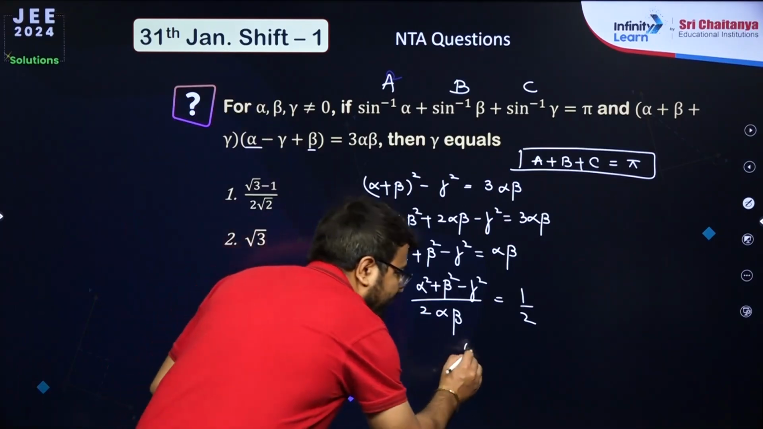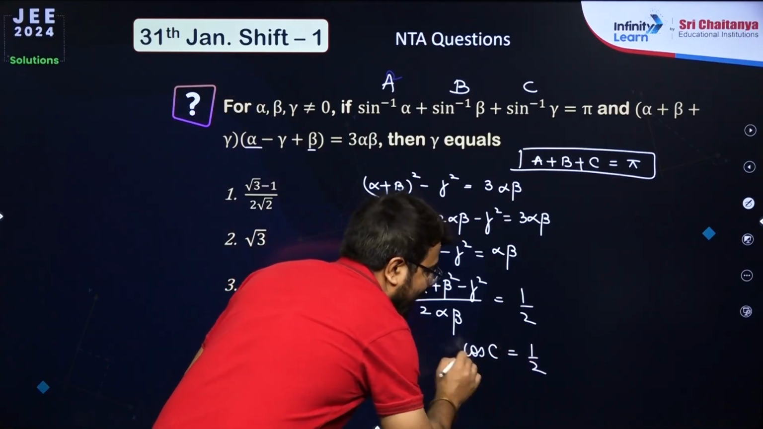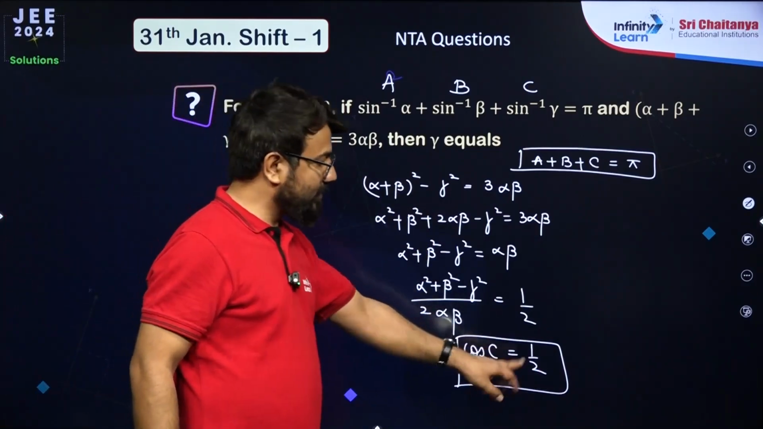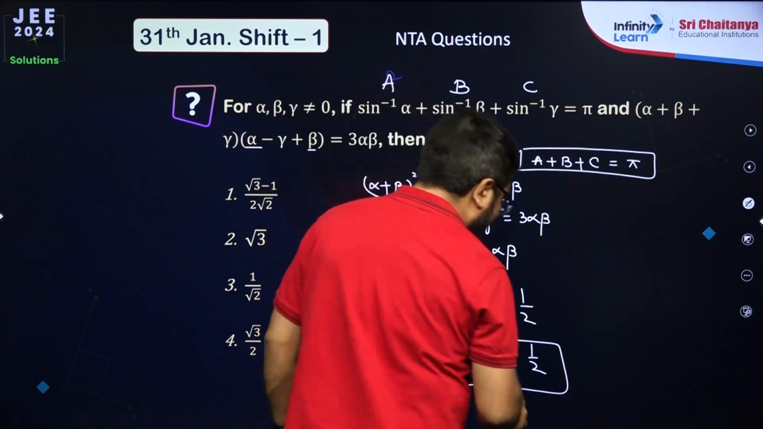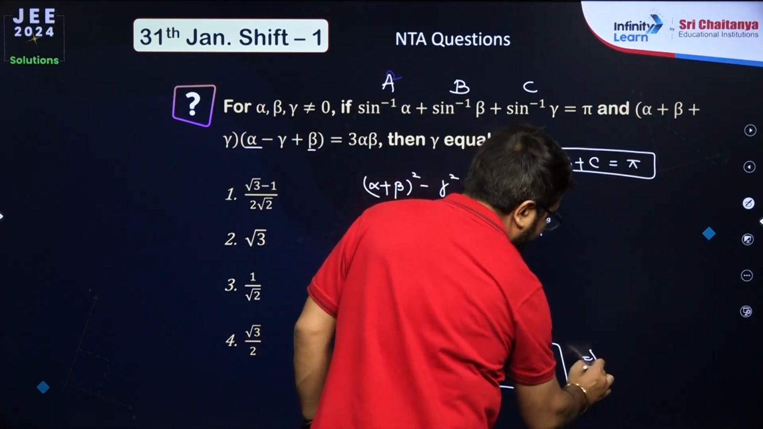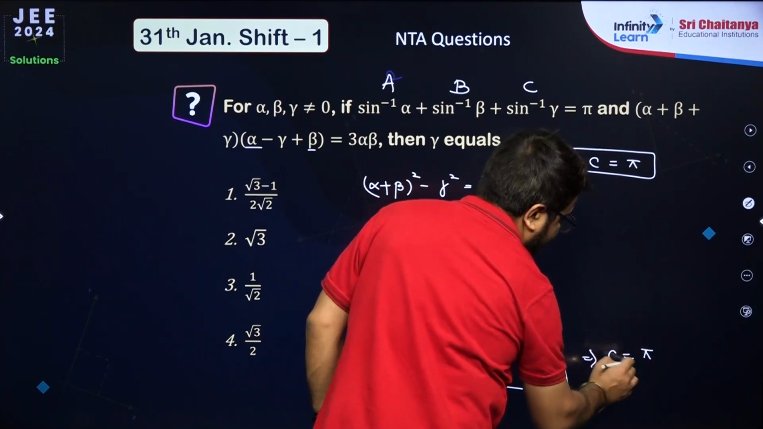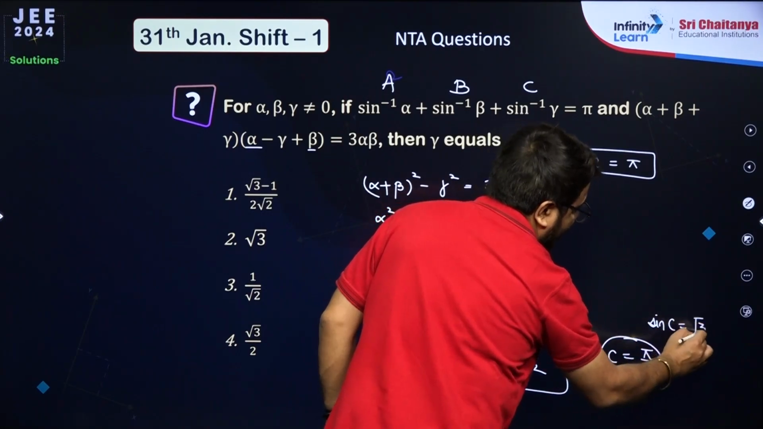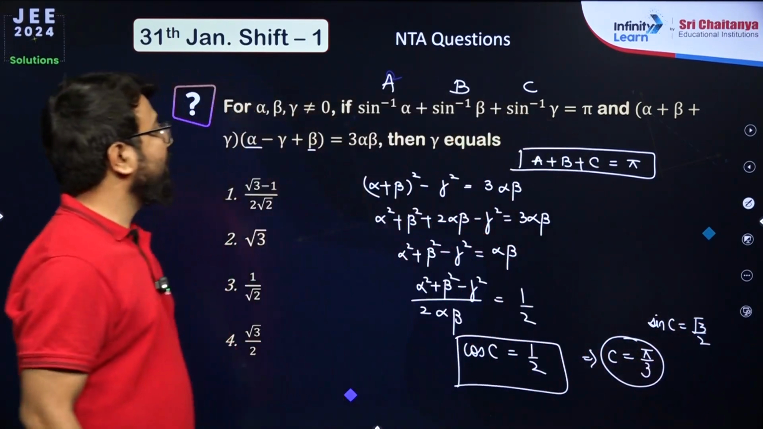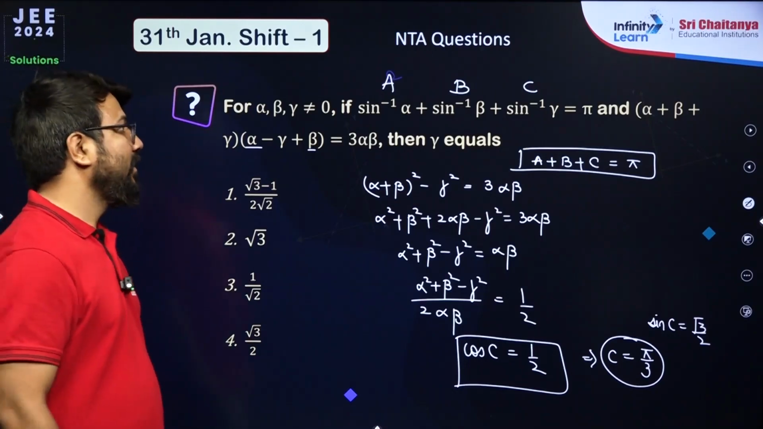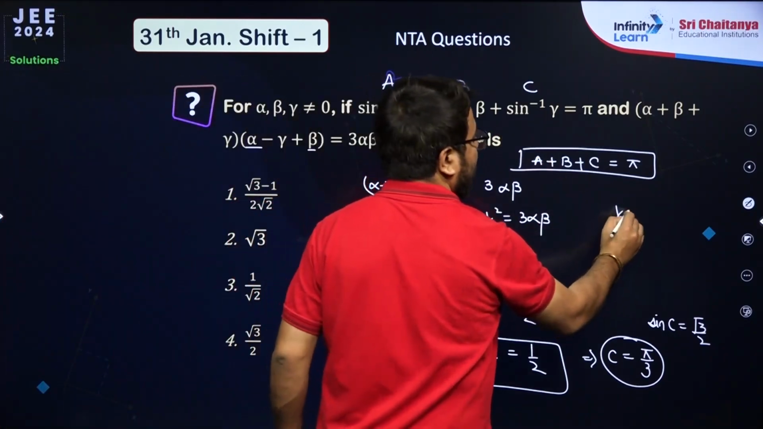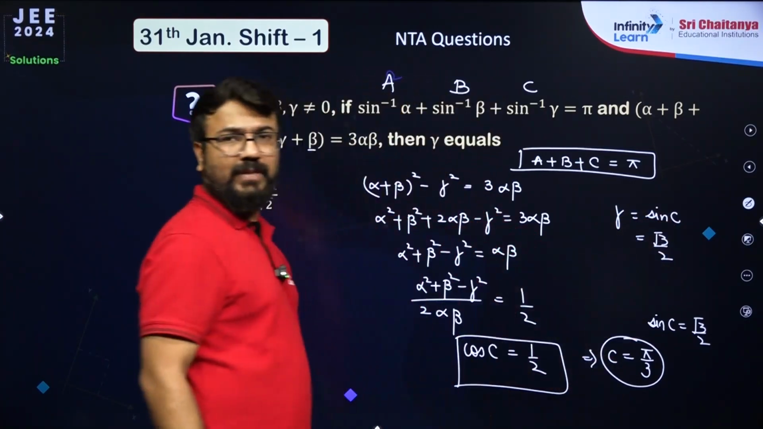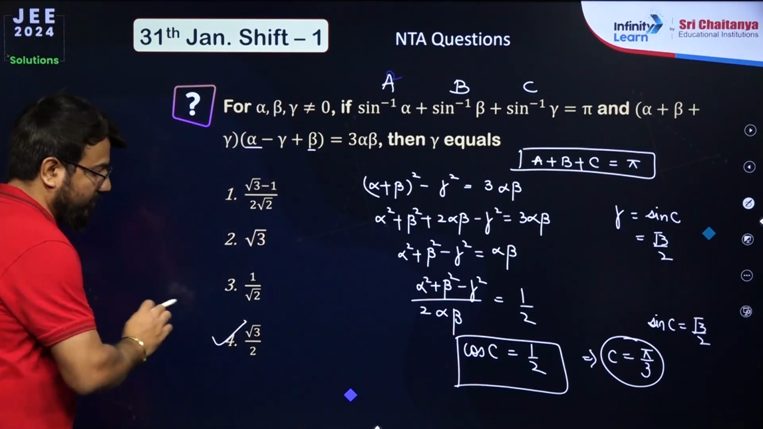So don't you think that this is the value for cos c being given to you, where c is the angle of the triangle. So cos c is half actually. If cos c is half, then c will be pi by 3. So sin c will be root 3 over 2. Now what they have asked us is the value of gamma. Gamma is sin c. So sin c is root 3 by 2, so gamma will be root 3 by 2. Root 3 by 2 is given to us in the fourth option.